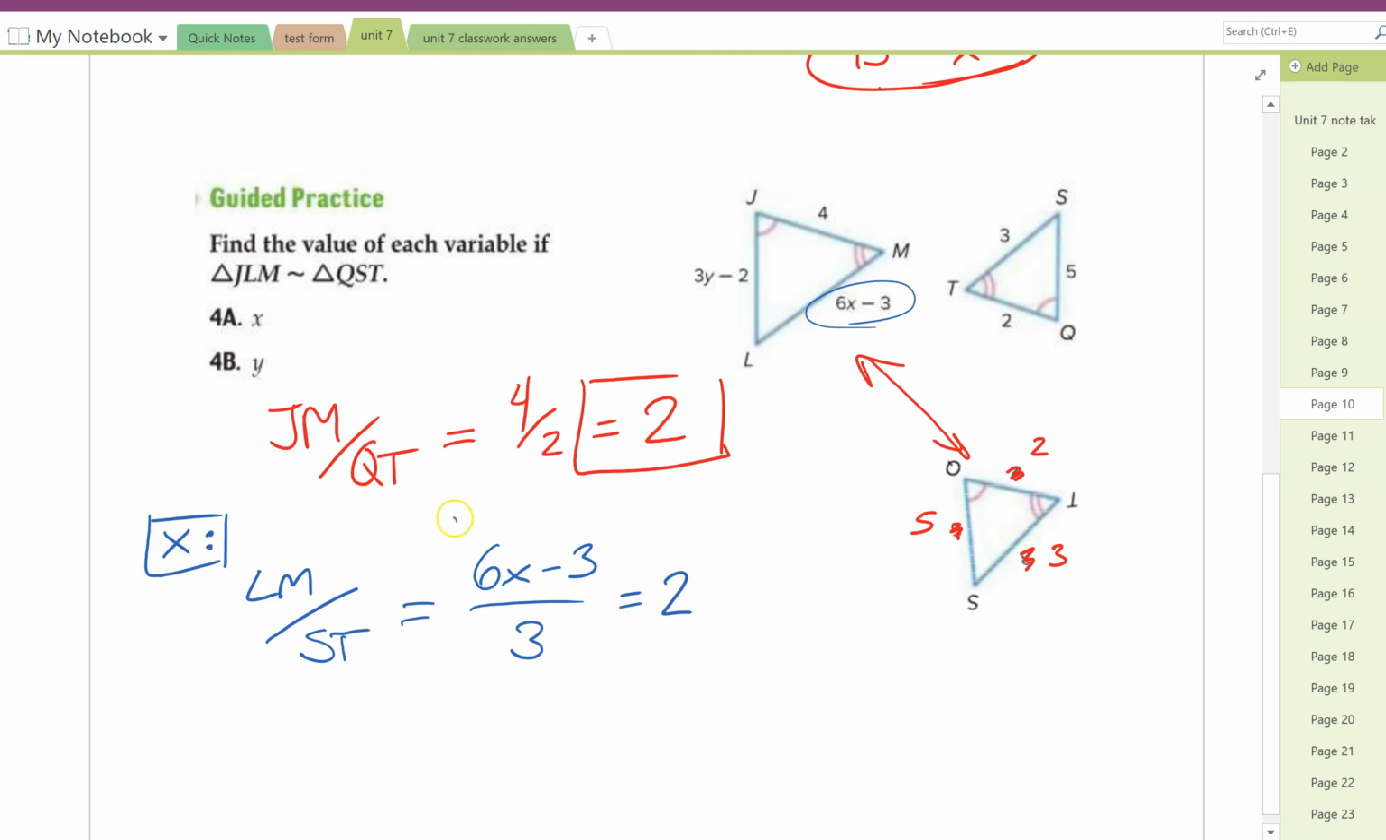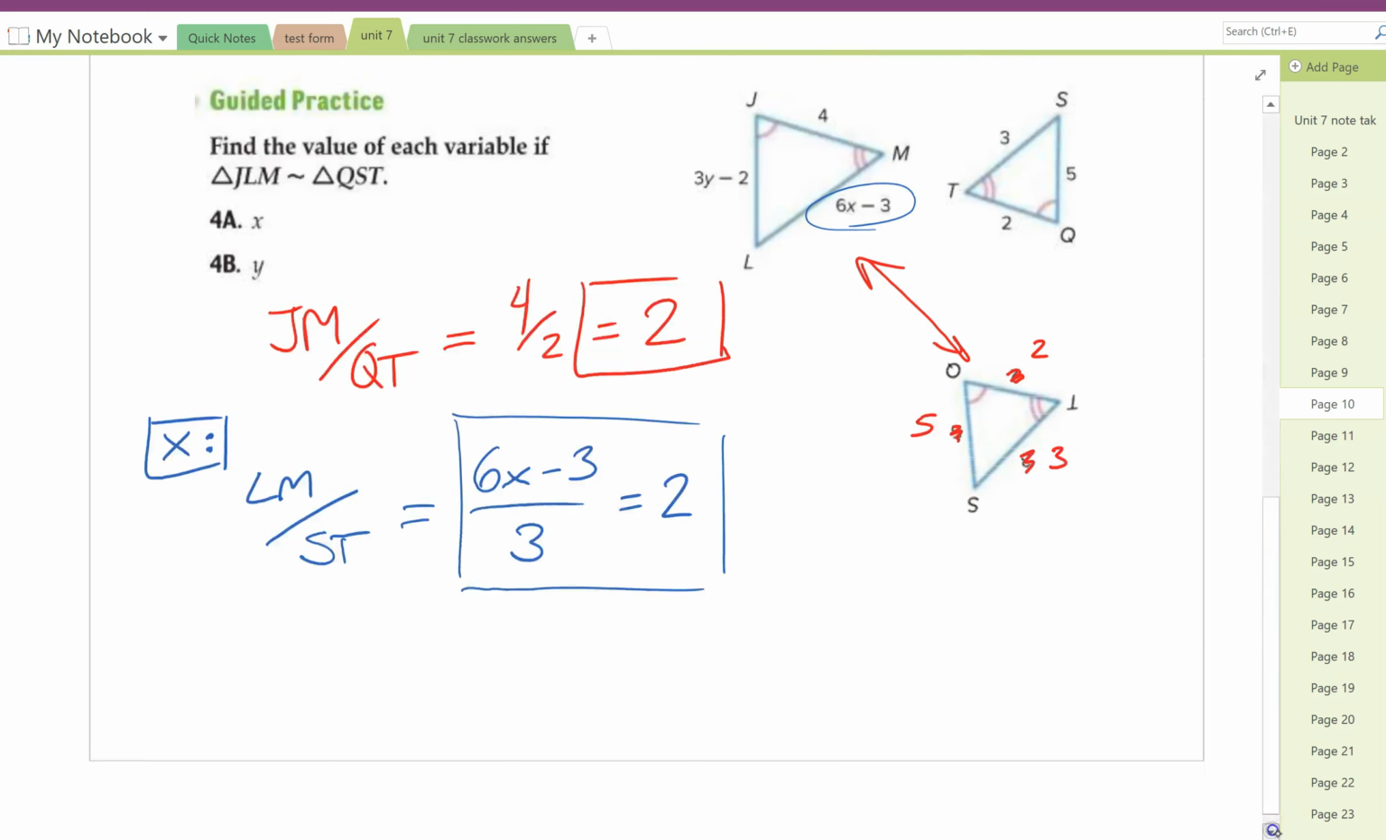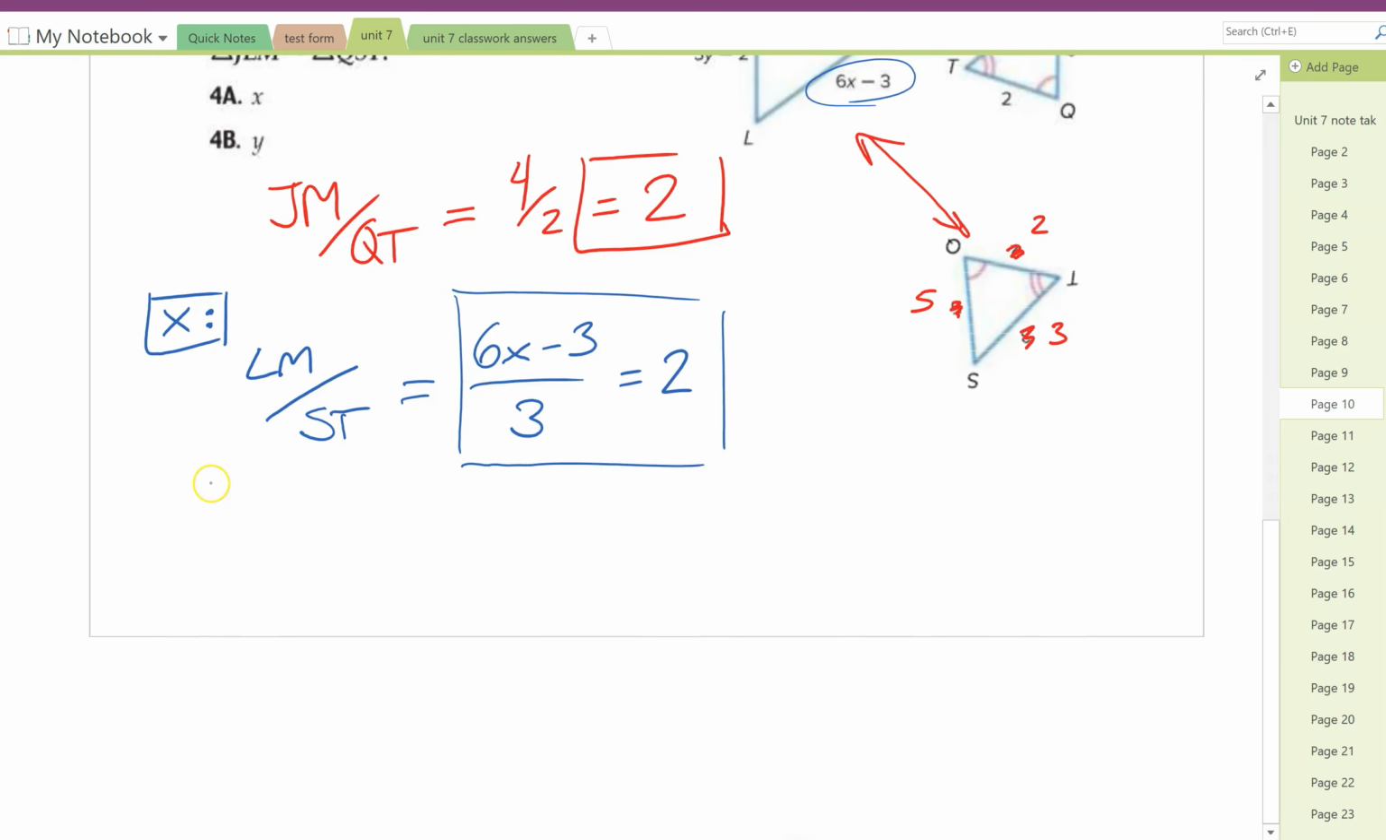So what I'm going to do is I'm just going to solve this equation right here for x. So I'm going to rewrite it over here kind of small. First thing I have to do is get rid of this 3 down here. I don't want to deal with fractions, and so the best way to do it, since I'm taking 6x minus 3 and dividing it by 3 right now, the way to get rid of that is to multiply both sides by 3.